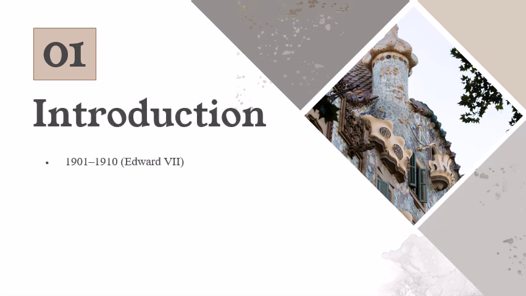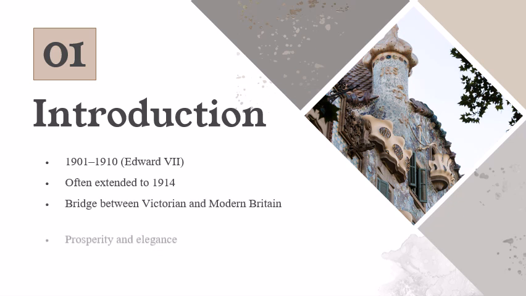The Edwardian era refers to the period between 1901 and 1910, during the reign of King Edward VII. Historians often extend it to 1914, the outbreak of the First World War. Although short, this period was a crucial transition between Victorian Britain and modern Britain. While it appeared prosperous and elegant, beneath the surface, Britain faced important social inequalities, political conflicts, and demands for reform.